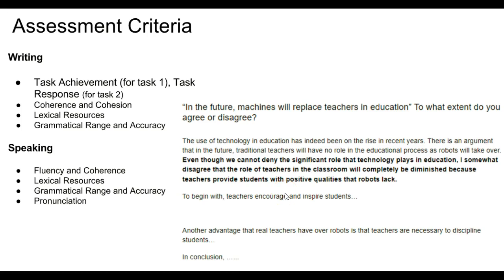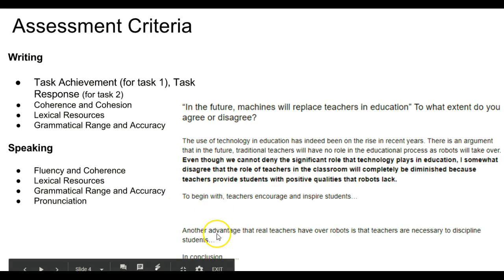What also helps for coherence and cohesion is to include transitional phrases or transitional words at the beginning of the paragraphs. For example, here we have to begin with another advantage, in conclusion. All these can help with coherence and cohesion.